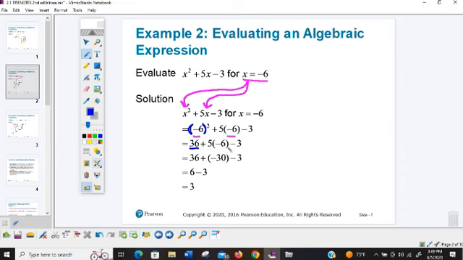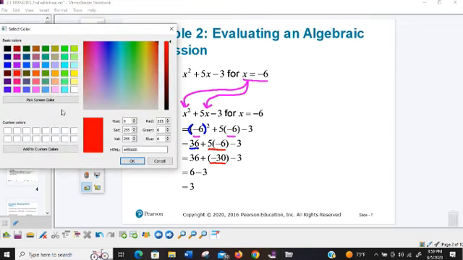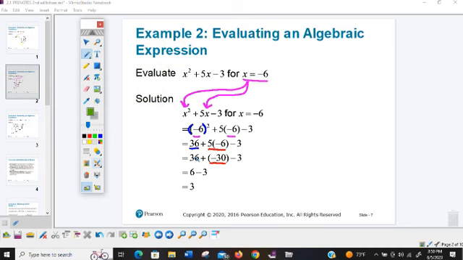Right, so the next thing we are looking for is our multiplication and division. So we're going to do the 5 times negative 6 next, and that gives me negative 30. Now we have cleared all the multiplication and division, so what we're going to do next is solve this problem from left to right, the addition and subtraction. So 36 plus a negative 30 is a positive 6, and then 6 minus 3 is 3. So your final answer for this one would be 3.